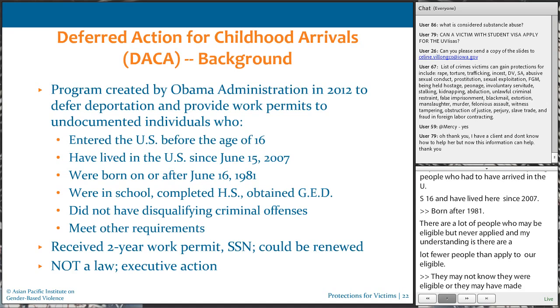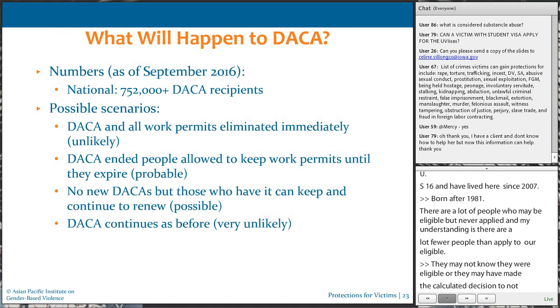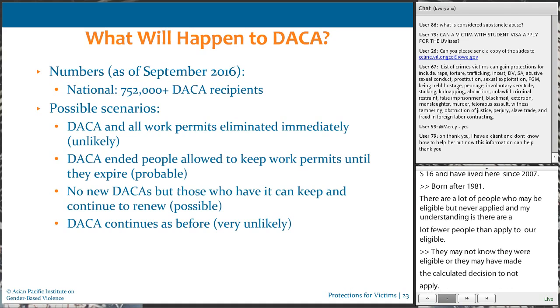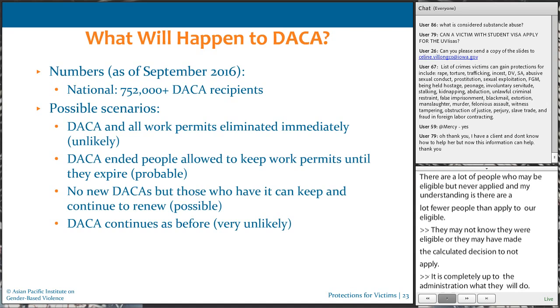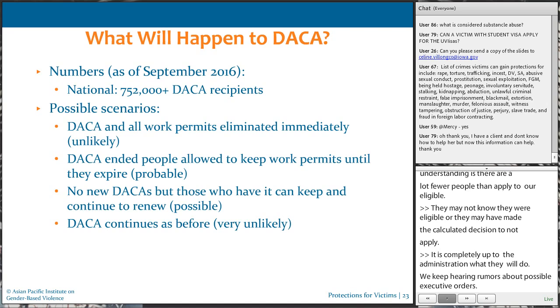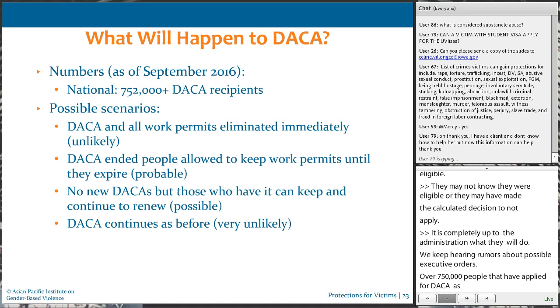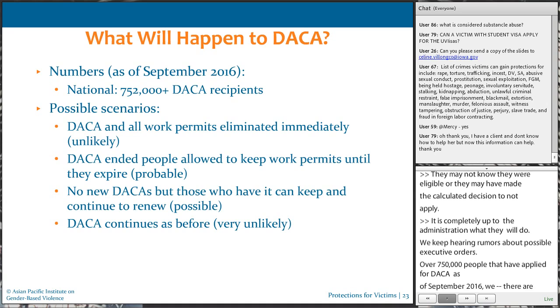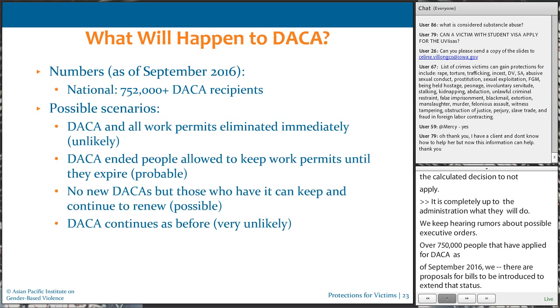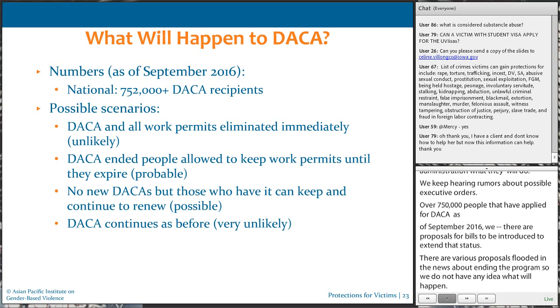What we know about it is that it's completely up to the administration what they're going to do. We keep hearing rumors about possible executive orders or not, but over 750,000 people have applied for DACA as of September of 2016. There are proposals for bills to be introduced to extend that status, and various proposals floated in the news about ending the program, so we really do not have any idea what's going to happen. But lots of folks are organizing, of course, and I'm sure many of you in your communities are as well, to try to make sure that this group of young people continue to have status.